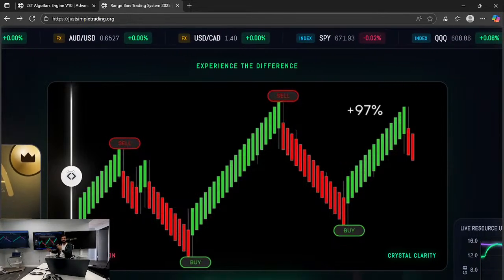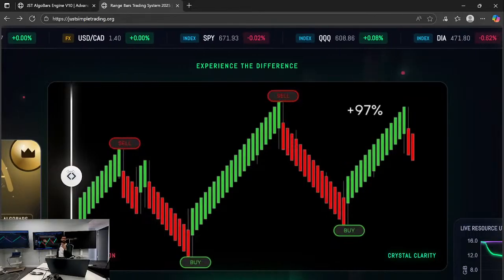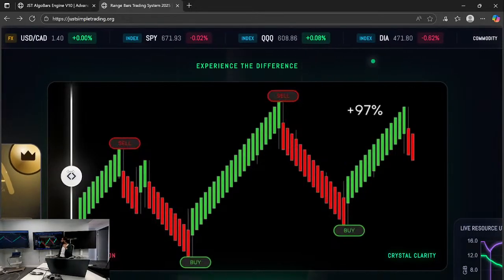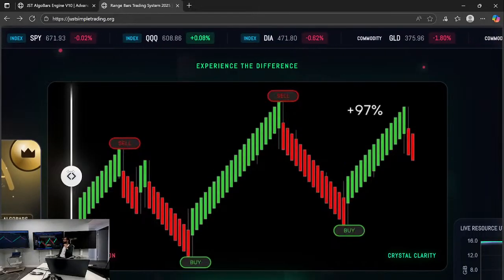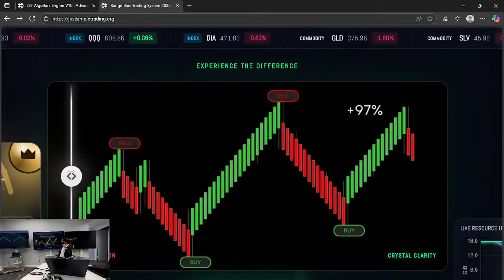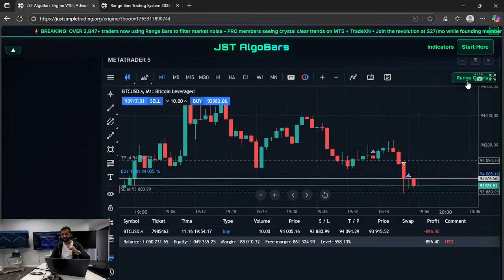So you can see right here, we're in an uptrend. And as soon as we're starting this downtrend, that's where we'd be looking for a sell trade. As soon as the range bars are going from red to green, this is where we'd be looking for a buy trade. And then over and over again. And that's how we're able to catch these huge, huge moves in the markets just because of the range bars.